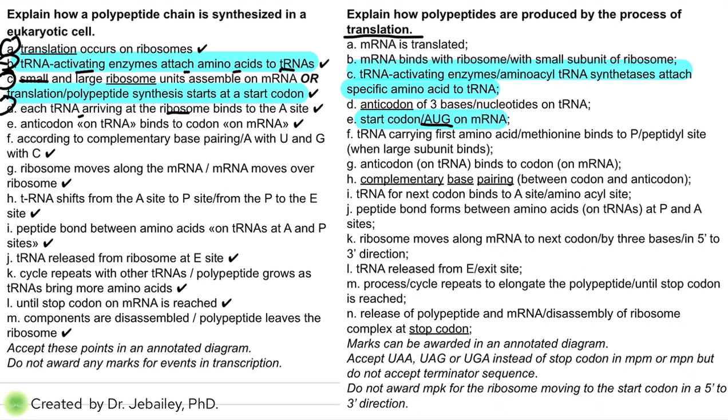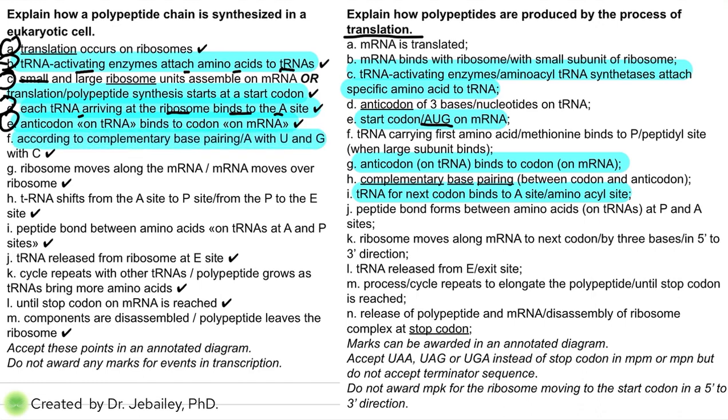Next, D: each tRNA arriving in the ribosome binds to the A site. Anything about arriving at the A site? We don't usually have that here, but we do have something like here showing the tRNA for the next codon binds at the A site, so I would say that is also considered a point. Next, we have E here: anticodon of the tRNA binds to the codon of the mRNA. Yes, we do have that. We have here the anticodon binds to the mRNA according to complementary base pairing, A with U and G with C. Do we have that?